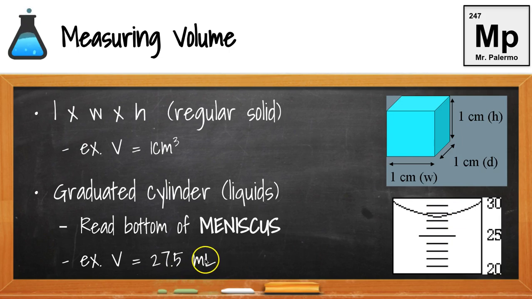So for volume, you may see units in liters or milliliters, or you may see centimeters cubed. So it depends on if it's a regular solid or a liquid. And the conversion between centimeters cubed and milliliters is very simple. It's a 1-to-1 conversion. So 1 milliliter is equal to 1 centimeter cubed.